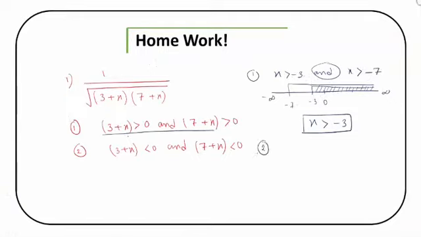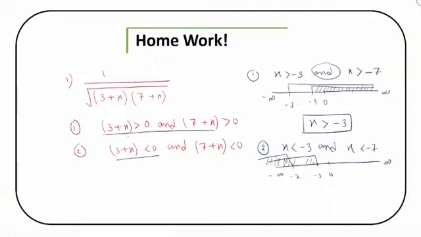Now let's look at the second criteria. x is less than minus 3 and x is less than minus 7. Again, if you draw the real number line, if you have minus 3 here, minus 7 here, x less than minus 3 is this entire region, x less than minus 7 is this entire region. So what is the common part? This part is common, right? So again combine this and you will have x is less than minus 7.